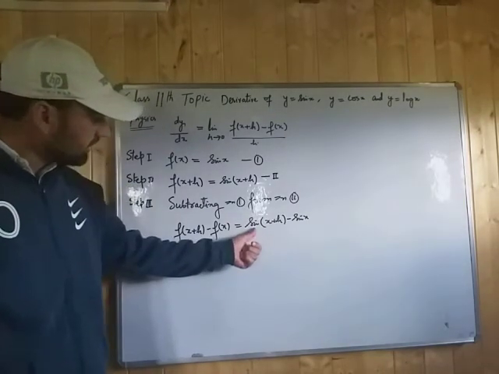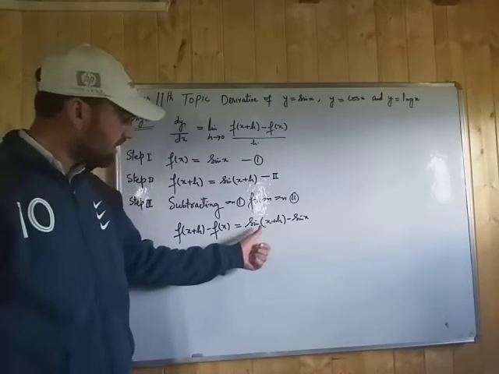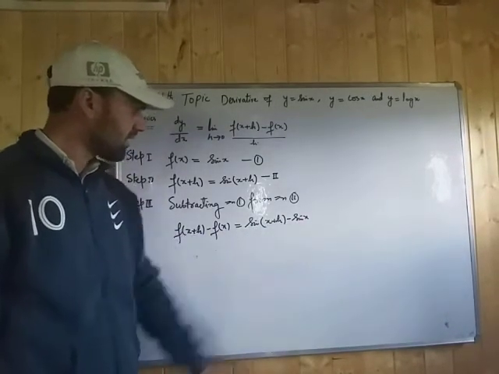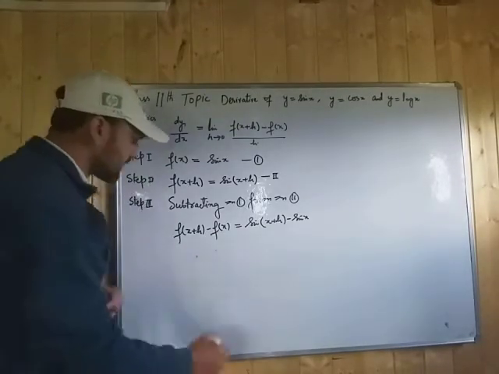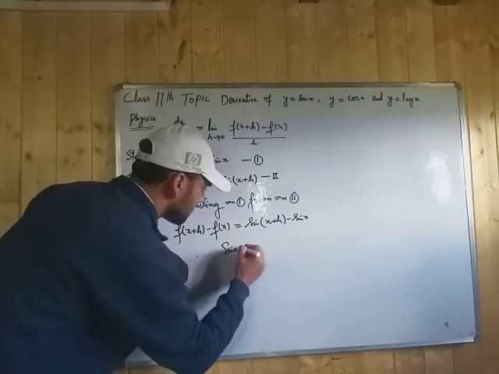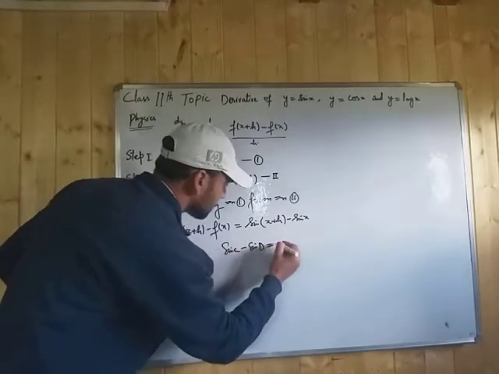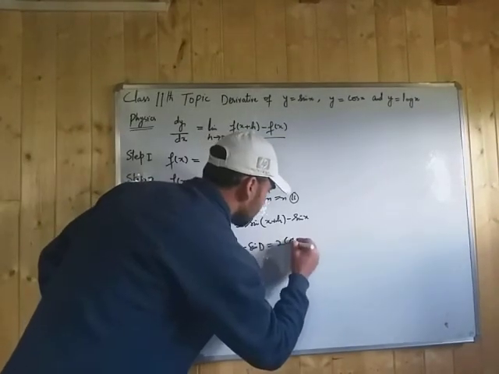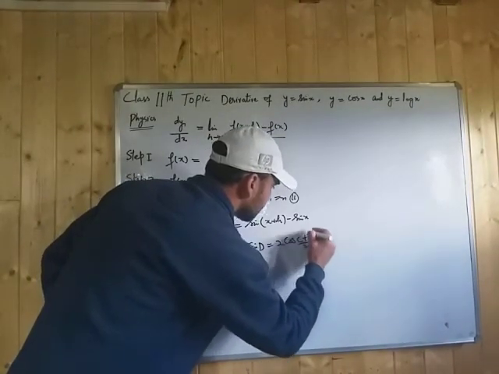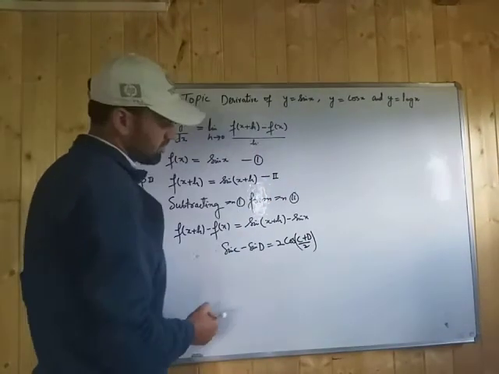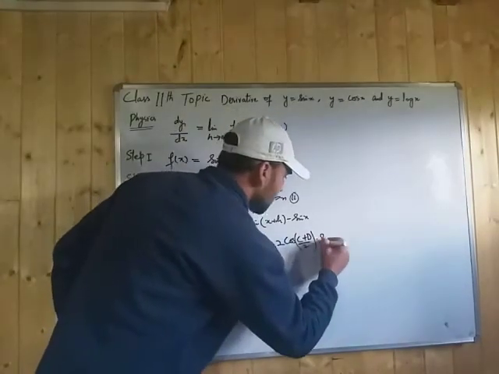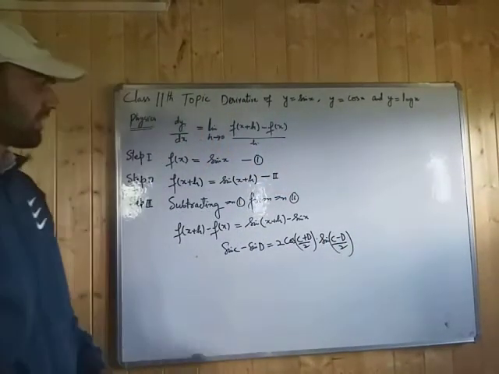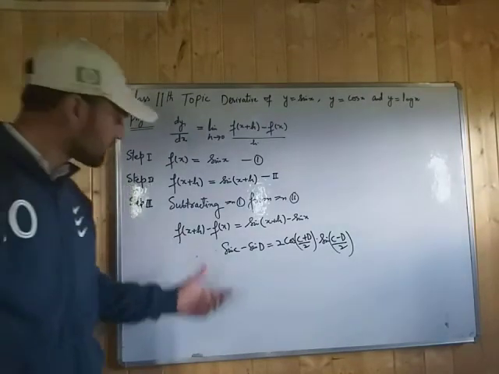So if you look here, it's a formula sine of a minus sine of b, or we can say sine of c minus sine of d. So we have a formula that is sine c minus sine d, that is equal to twice cos of c plus d divided by 2 into sine of c minus d divided by 2. So we will use this formula here.